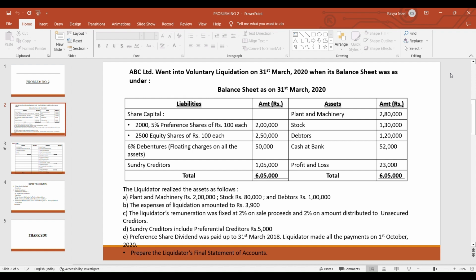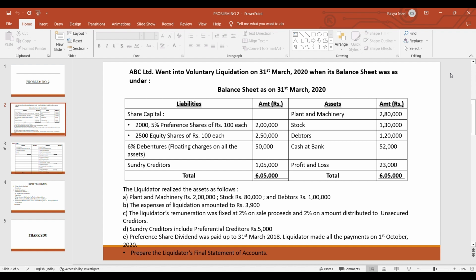Okay, the fourth adjustment is sundry creditors include preferential creditors 5,000, and the fifth adjustment is preference share dividend was paid up to 31st March 2018, and the liquidator made all the payments on 1st October 2020. That means the preference share dividend is in arrears for 2 years, from 1st April 2019 to 31st March 2020. We have to prepare the liquidator's final statement of account.